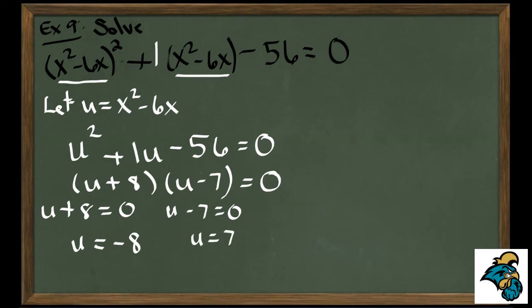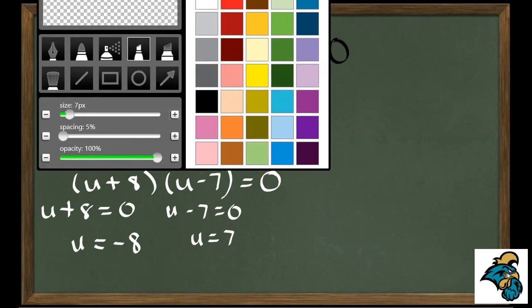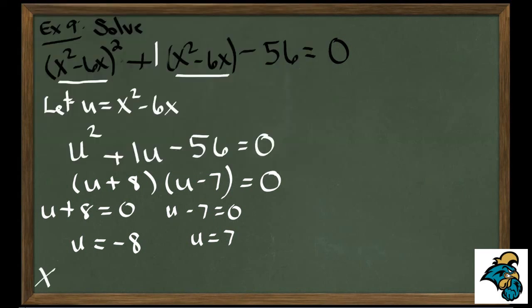Now we know in this problem we're not trying to solve for u. So we need to go back. We knew we made a u substitution, so this is really going to be x squared. Oh, let me get my pen. My apologies. Here we go. This is really going to be x squared minus 6x is equal to negative 8. And over here we're going to have x squared minus 6x is equal to 7. And I need to solve both of those.